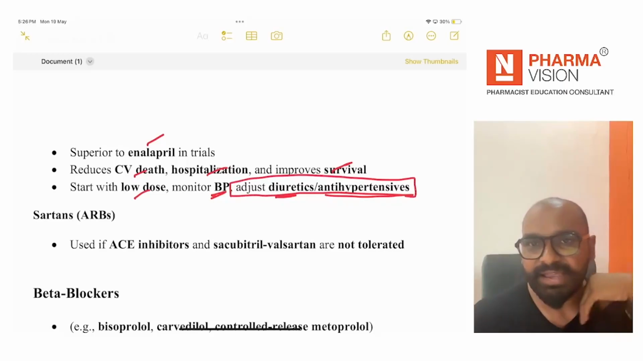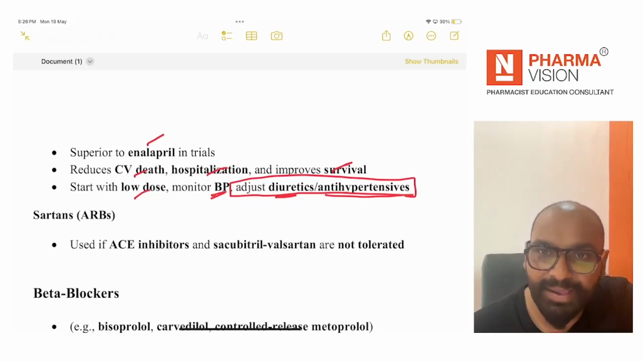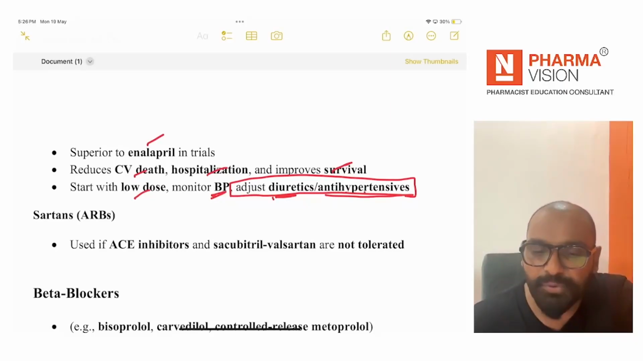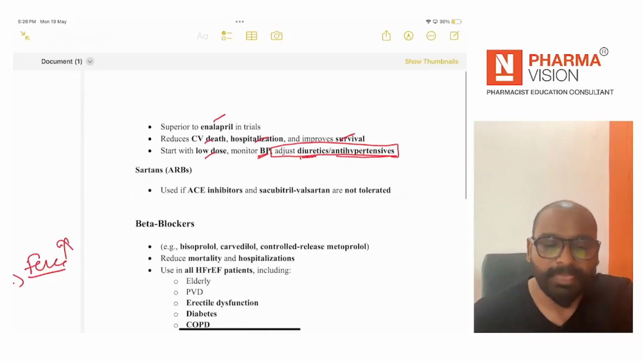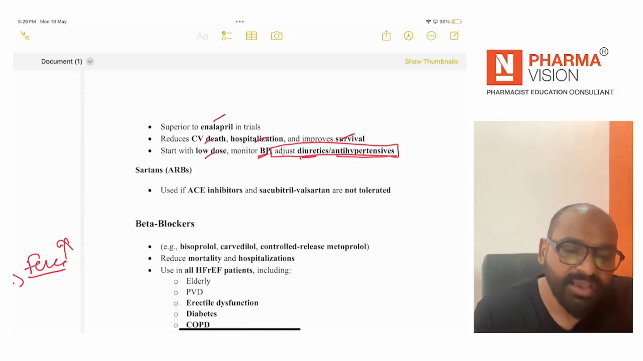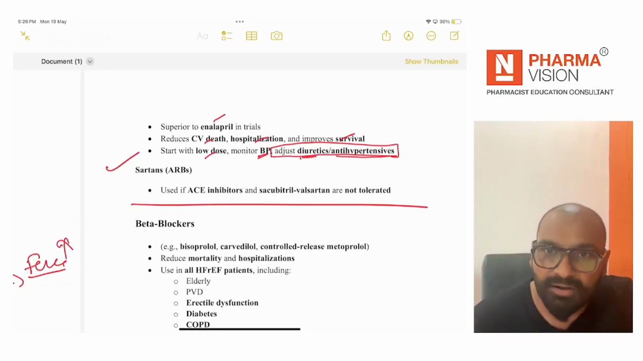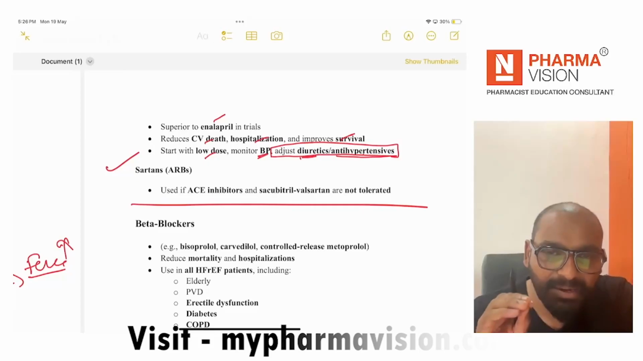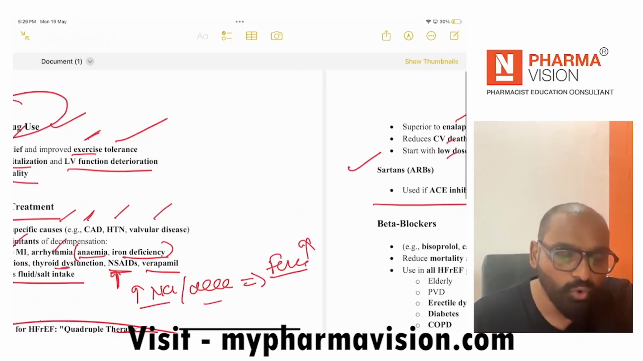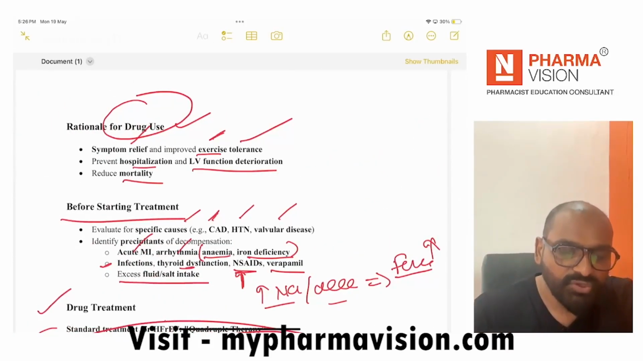If the patient is taking any other antihypertensive medication and diuretic medications, we have to carefully monitor and it might be required to adjust the dose of diuretics and antihypertensives while we are starting with these medications. And the sartans, if the patient is suffering from dry cough problem with the ACE inhibitors, in that situation we can change to sartans.